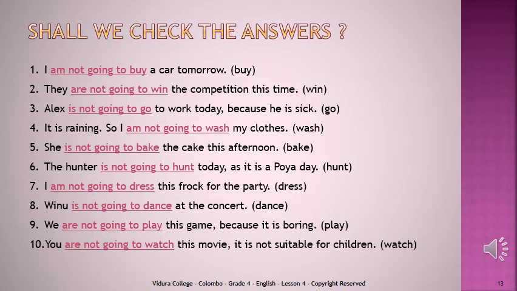Sixth one, the hunter is not going to hunt today as it is a poor day. Seventh one, I am not going to dress this frock for the party. Eighth one, Vinu is not going to dance at the concert. Ninth one, we are not going to play this game because it is boring. Tenth one, we are not going to watch this movie. It is not suitable for children.